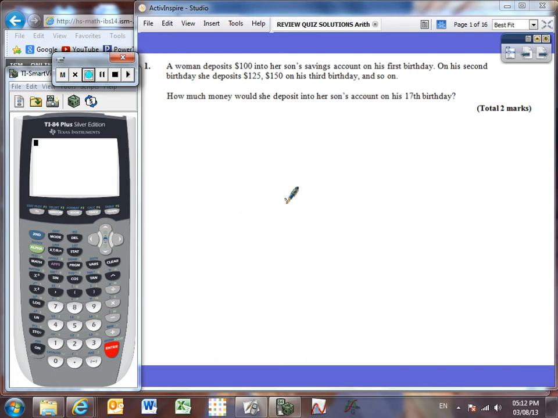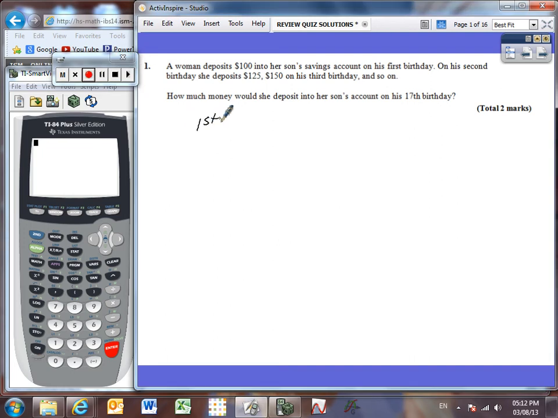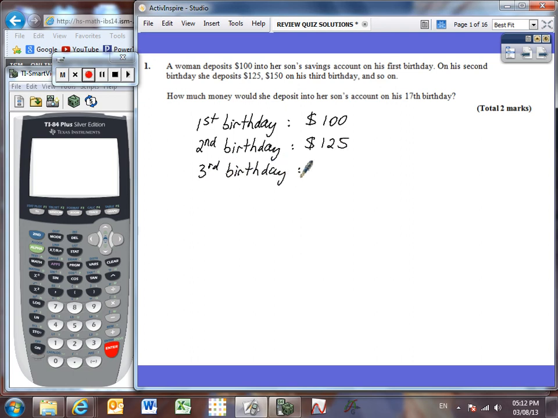A woman deposits $100 into her son's savings account on his first birthday. So I'm just going to write that down. We've got his first birthday, and she deposited $100. On his second birthday, she's deposited $125. On the third birthday, she's deposited $150, and so on.